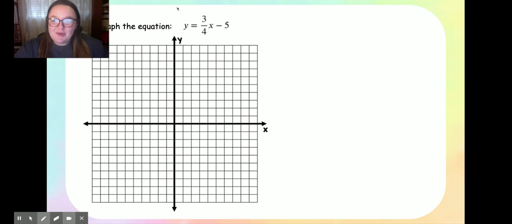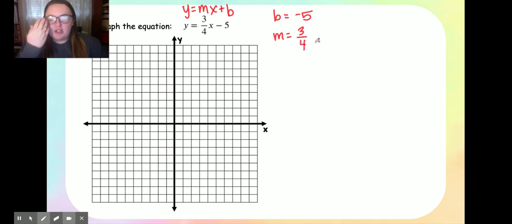If I look at this equation, you should see that it is in y equals mx plus b format, right? So we know that this is the easiest one to graph. All we have to know is our beginning point, so our b, and our m, which is our slope. Our b here is negative 5. It was a plus and has a minus now, so it's a negative 5. My m lines up perfectly. It's 3/4.